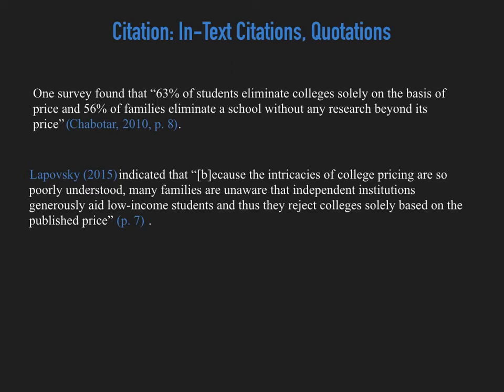If this source had two authors, we would include both of the authors' last names within the parenthetical citation, separated by an ampersand. If the source has three or more authors, we would include the first author's last name followed by et al., as is shown here. This merely means "and others" in Latin.